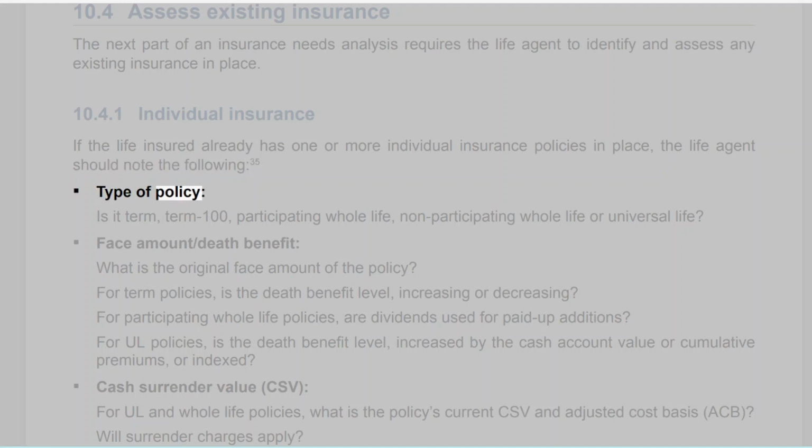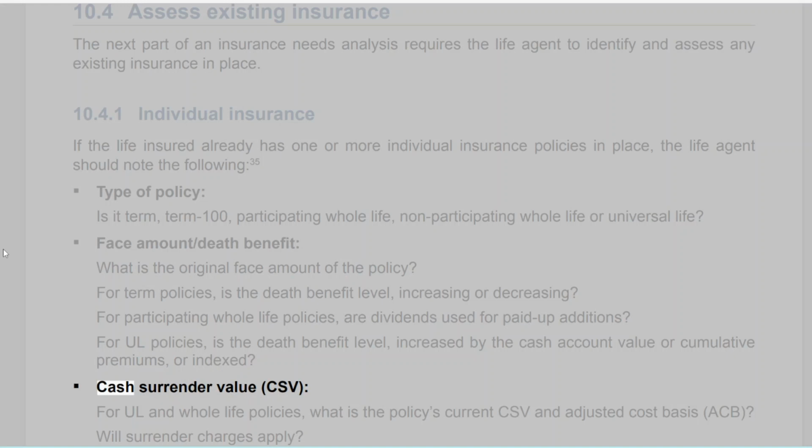Type of policy. Is it term 100, participating whole life, non-participating whole life, or universal life? Face amount or death benefit. What is the original face amount of the policy? For term policies, is the death benefit level, increasing or decreasing? For participating whole life policies, are dividends used for paid-up additions? For UL policies, is the death benefit level increased by the cash account value or cumulative premiums, or indexed?